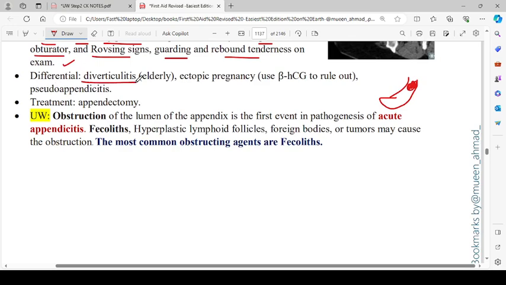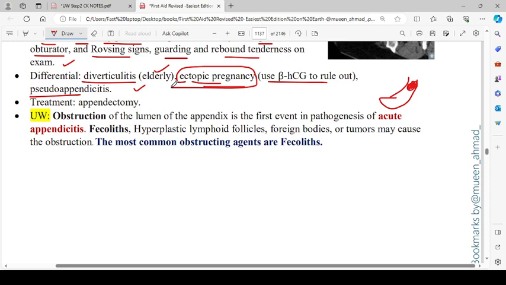The differentials include diverticulitis in elderly, and ectopic pregnancy; use the beta HCG to rule out pseudoappendicitis. Like if it is ectopic pregnancy in the right fallopian tube, that can also look like appendicitis. So basically do the beta HCG test in women of reproductive age to rule out ectopic pregnancy.